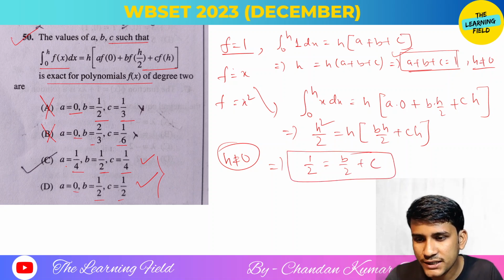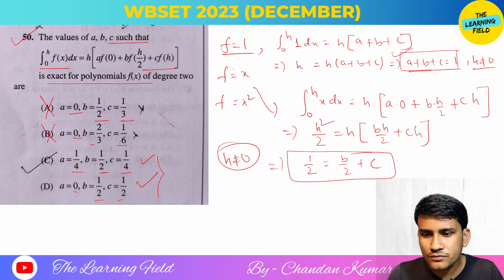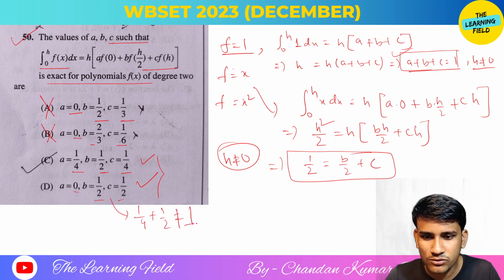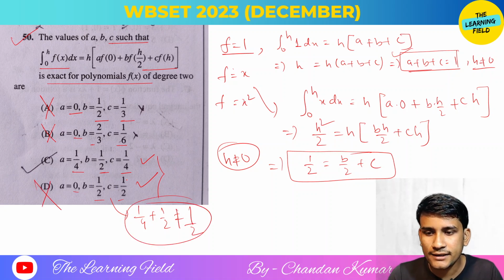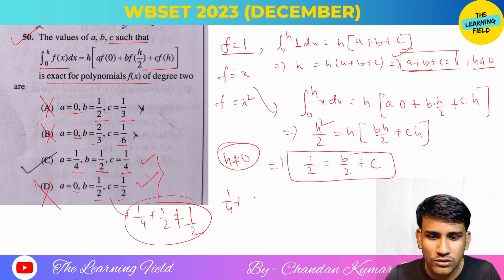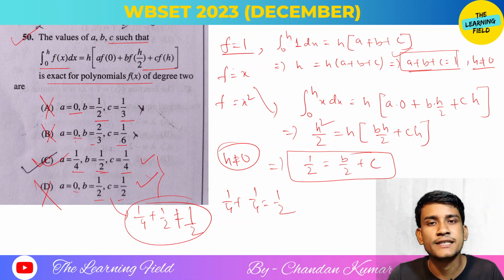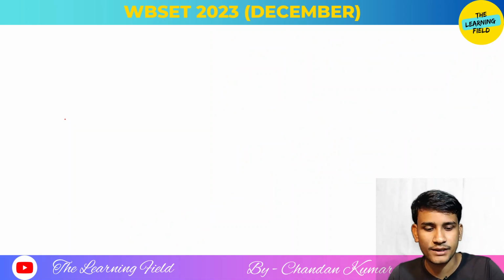Now if we check options C and D: in option D, b/2 that is 1/4 plus c, 1/2, this is not 1/2. So option D is cancelled. From option C, if we verify, b/2 means 1/4 plus c means 1/4, this gives 1/2, which is verified. So option C is the correct answer.